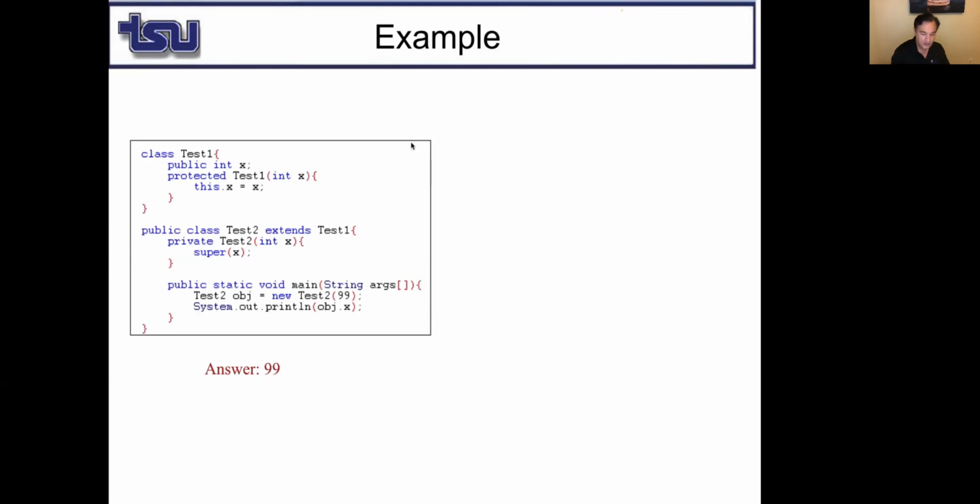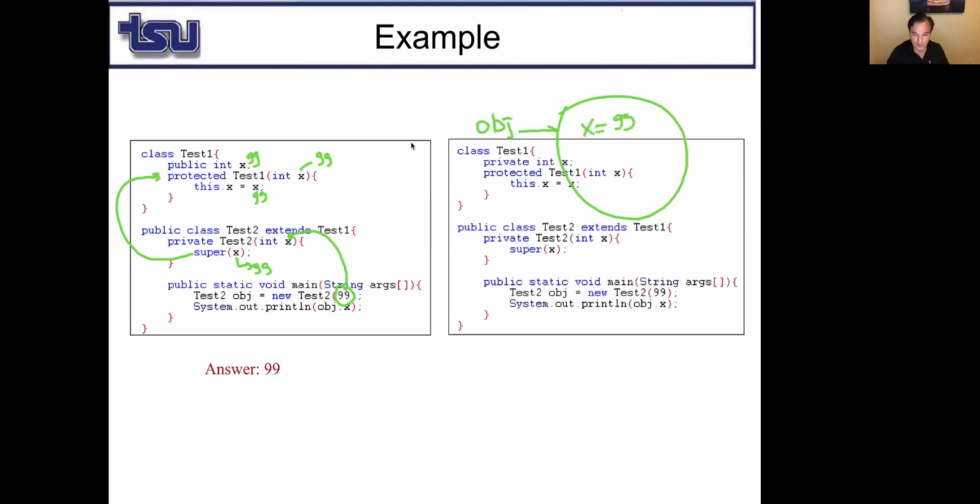I create obj, and obj will point to a memory space. Which constructor do I use? The constructor that takes one input argument. So this 99 will be right there, and this will be 99, right? And it will go to the superclass constructor. And this is 99, and this is 99. That means this object will have x equal to 99, so it's going to print 99. How about this one? Let's see the difference between them.